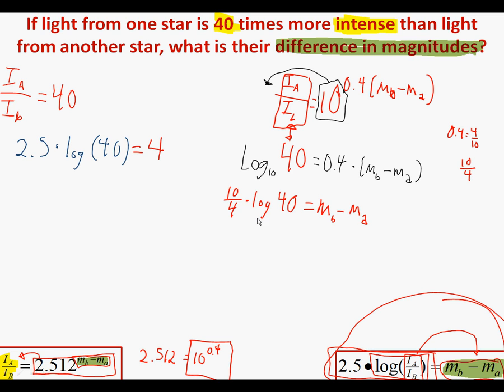And if you saw my other video, you'll know that 10 over 4 is the same thing as 2.5. And essentially we have the same thing again. Log of 40. So 2.5 times the log of 40 ends up giving you the number 4, which is of course an estimation. But in the end, that's what's important. Alright, take care.